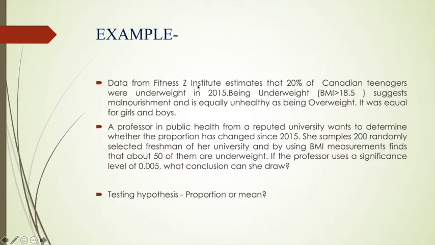Data from Fitness Z Institute estimates that 20% of Canadian teenagers were underweight in 2015. Being underweight suggests malnourishment and is equally unhealthy as being overweight. It was equal for girls and boys.